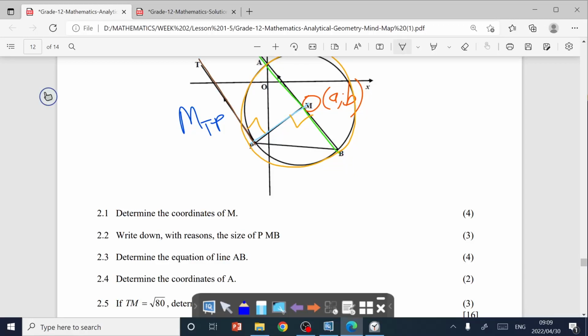Write down with reasons the size of PMB. How will you do it? TPM is 90 degrees, tangent perpendicular to radius. Tangent perpendicular to radius. PMB is equal to TPM.